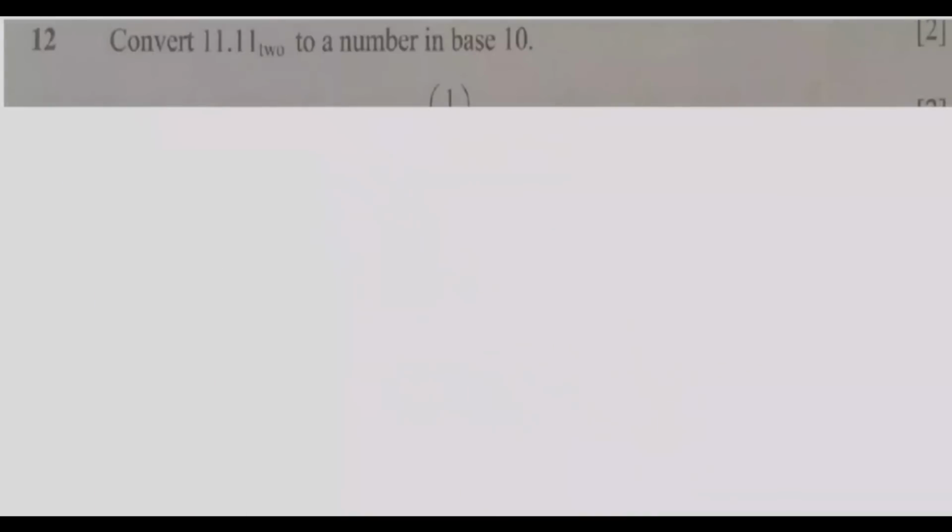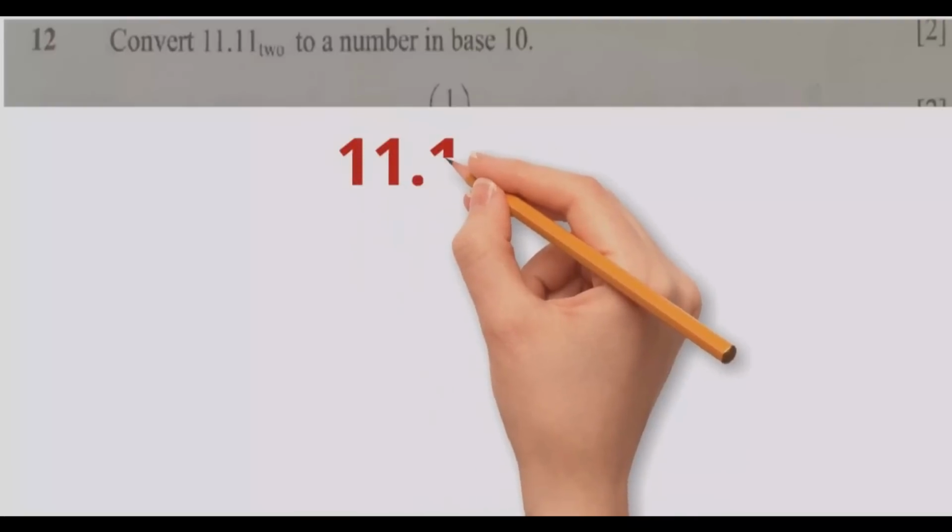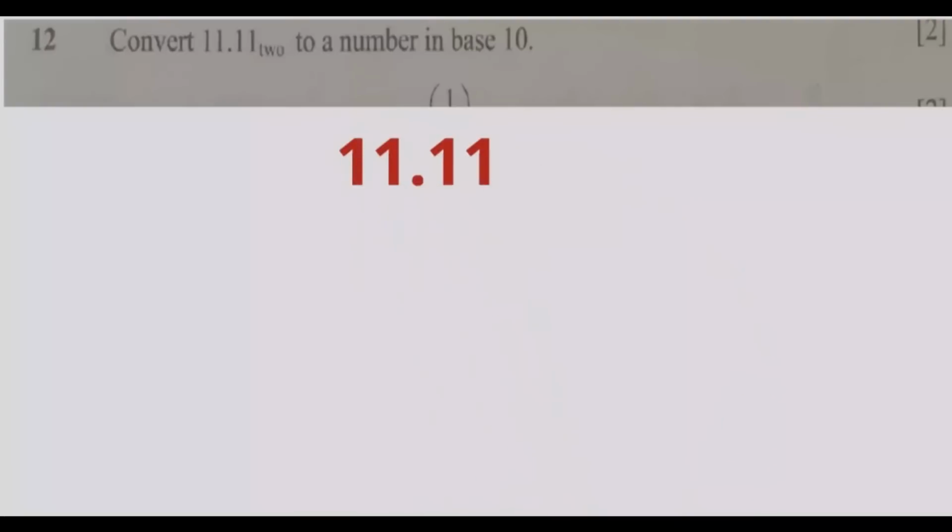Question 12 is as follows. Convert 11.11 in base 2 to a number in base 10. So what we're going to do is write the place values of these numbers. Before I do that, I'm going to write 11.11 here. First I'm going to identify the place value of these numbers so we can easily multiply them.